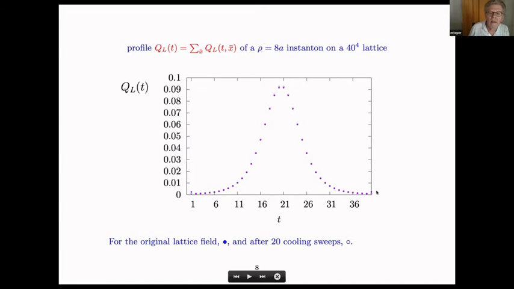The solid points are the original, and you can see there is a slight glitch here. The topological charge does jump slightly at the boundary. However, if you do a few smoothing sweeps, you get rid of that, the open points, and they don't really change very much here. So you can start off with putting topological charges quite easily onto a lattice, if you wish to, in this way.